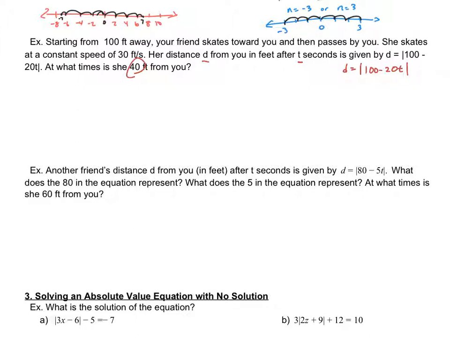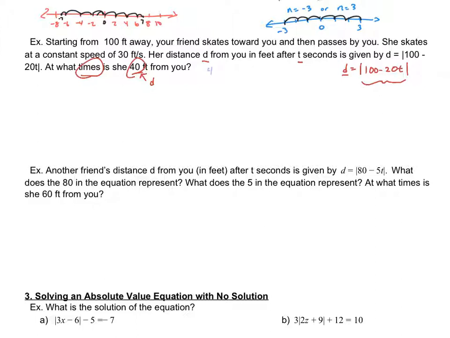So I'm looking for what time, and the distance they're giving me is 40 feet. So we can set this equation up and do some substitution. What we have within the absolute value sign could be a positive value or a negative value. We are looking for 40 feet, and that is going to be my d value, so I can go ahead and substitute that in.